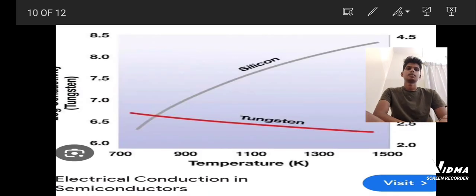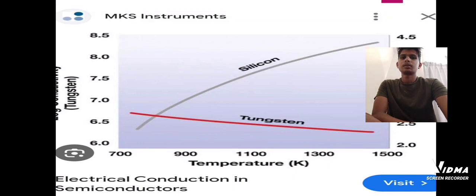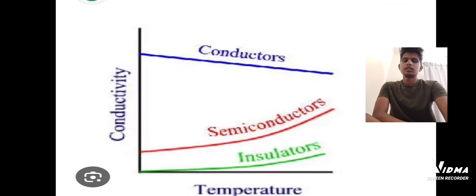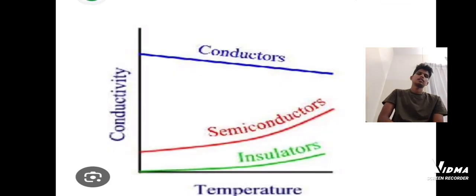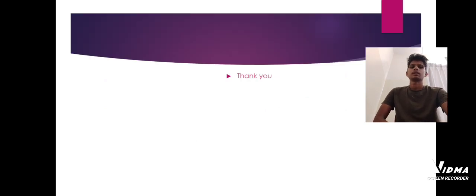This is the graph between temperature and electrical conductivity for silicon and tungsten. This is the graph of conductivity versus temperature for conductors, semiconductors and insulators. Thank you.